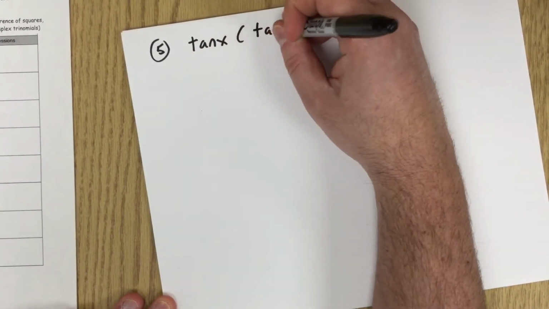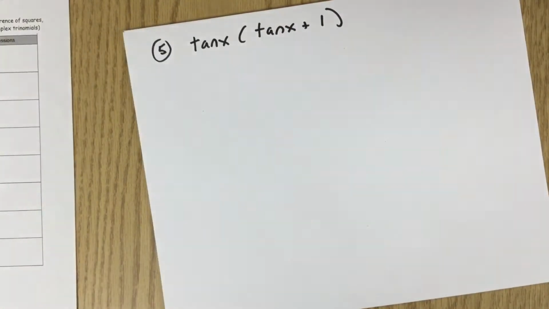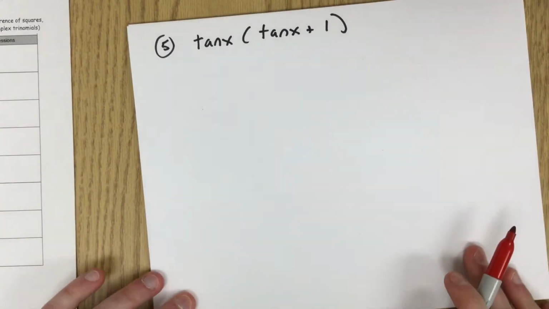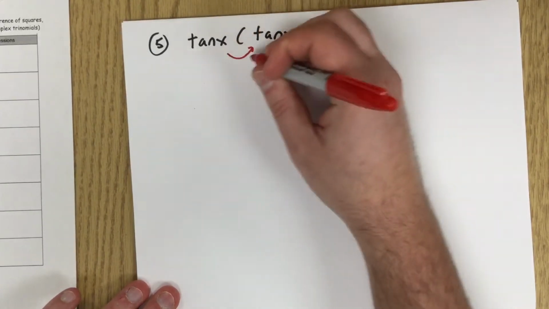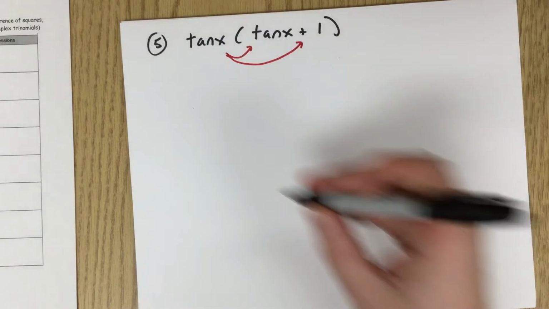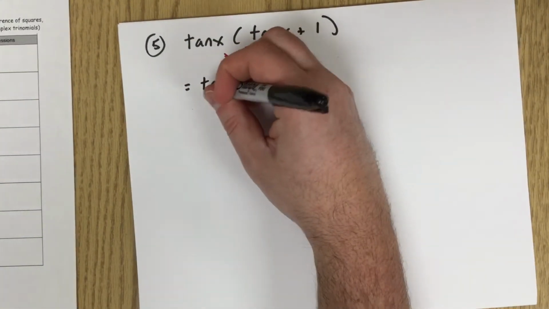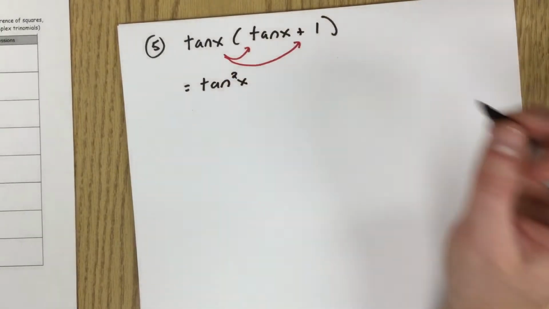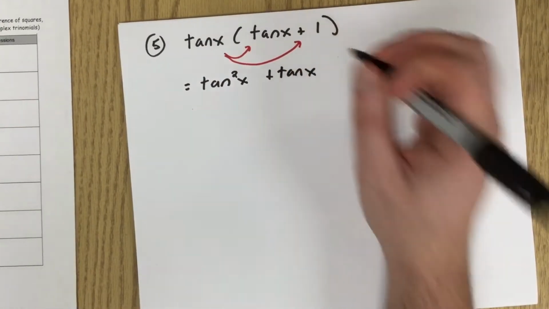So let's say we have tan x times tan x plus 1. And just like regular algebra, what we're going to do is we're going to expand this thing. So we could take the tan x and we can multiply it by both terms in the bracket. And so we get tan x times tan x is, well, now we have our good way of writing it, tan squared x. And tan x times 1 is tan x.